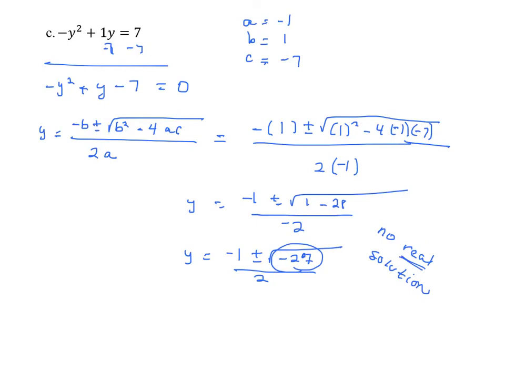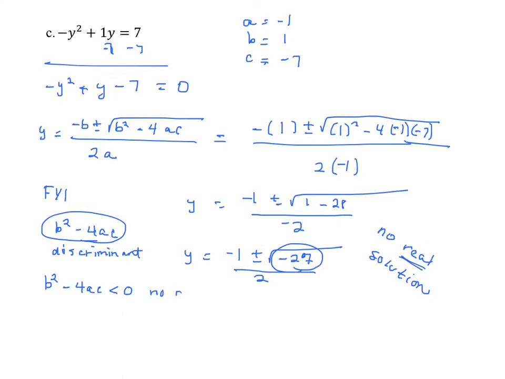Now emphasize the word real here, because you can have a complex solution, but we don't go as far as that in this course. Now, just a couple FYI things. B squared minus 4ac is called the discriminant. And what that means is, if this is less than 0, there's no real solution, because that means that the number underneath the radical will be negative. So there you have it.